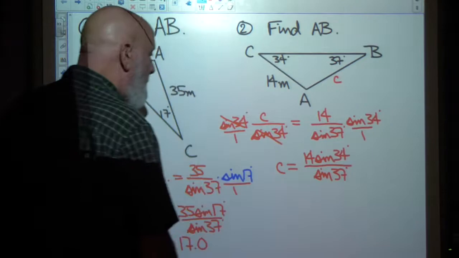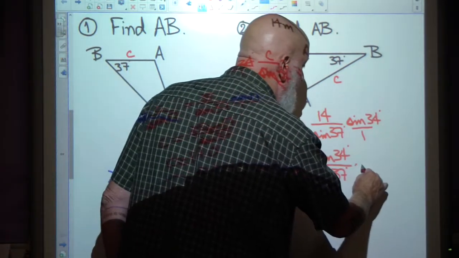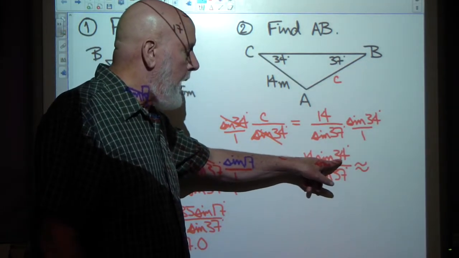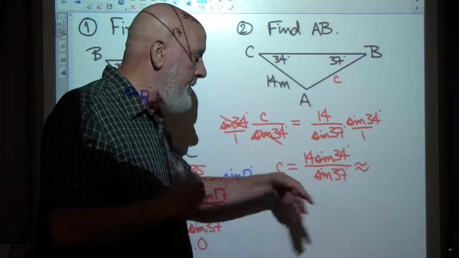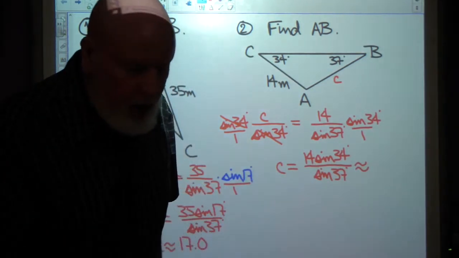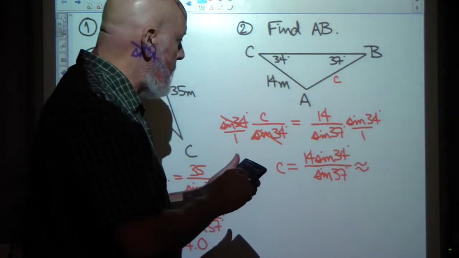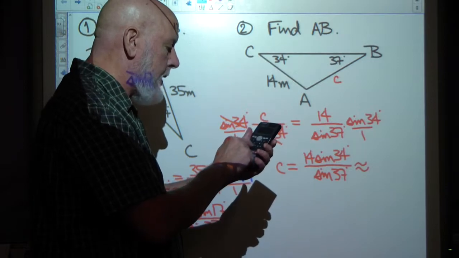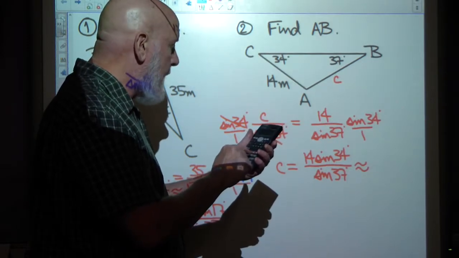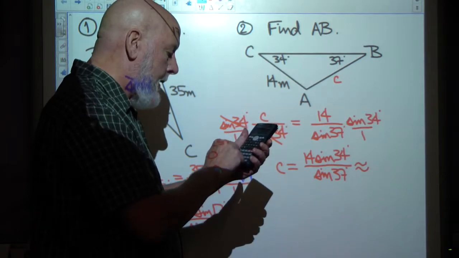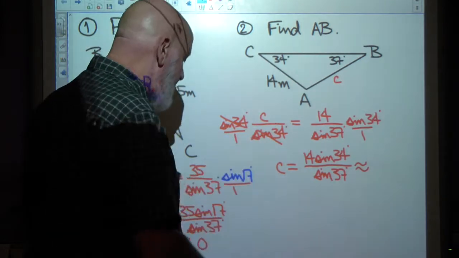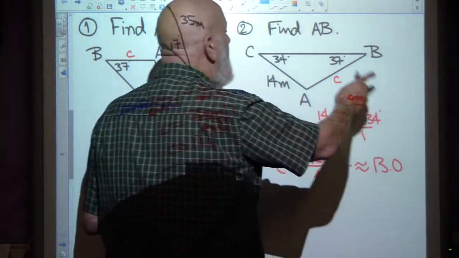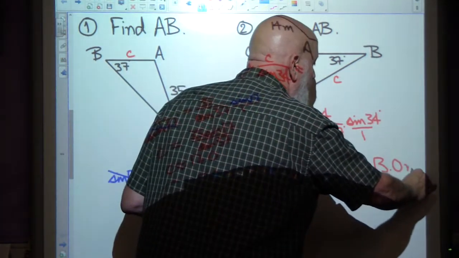And I'm going to evaluate that and round it to the nearest tenth. 14 sine 34, I'm going to say equals and divide by sine 37. There are several ways you can put it into your calculator. I just do it old school because my brain is old. 14 sine 34, hopefully I haven't made any mistakes. Sine 34 equals divided by sine 37 equals, I get 13.0 rounded to the nearest tenth. It'll be 13.0 meters again.